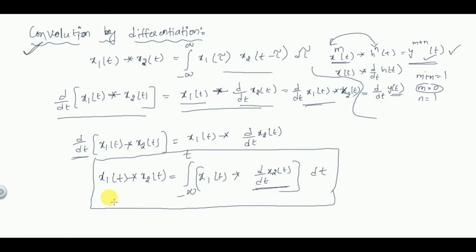Convolution by differentiation means you can find the convolution of two signals by taking the differentiation of one of the signals, so that convolution can be solved easily. Okay, so this concept is used to find the convolution of some graphical convolution only, but for solving easily we are taking the differentiation of one of the signals, and this is how we are going to solve. Okay, so let me take one more slide. I'll explain a simple problem on this concept.